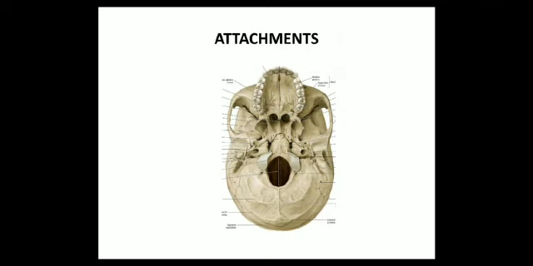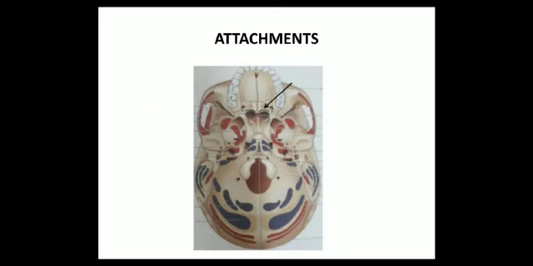The attachments in the anterior part: along the posterior border of the hard palate, the palatine aponeurosis is attached, and to the palatine crest the tensor veli palatini is attached, and to the posterior nasal spine the musculus uvulae is attached.